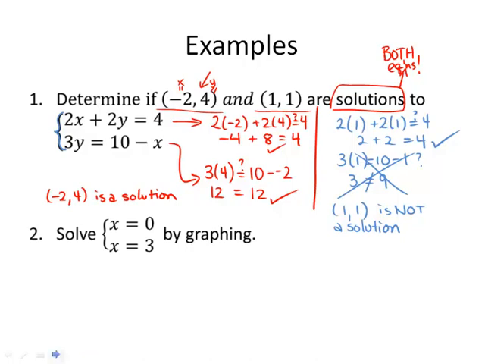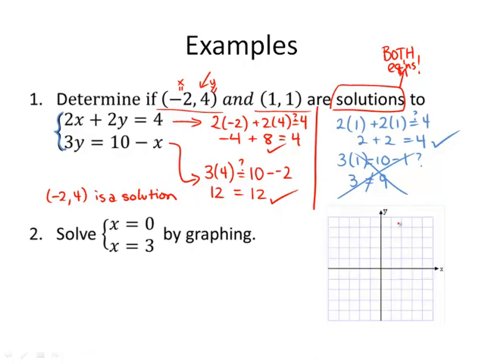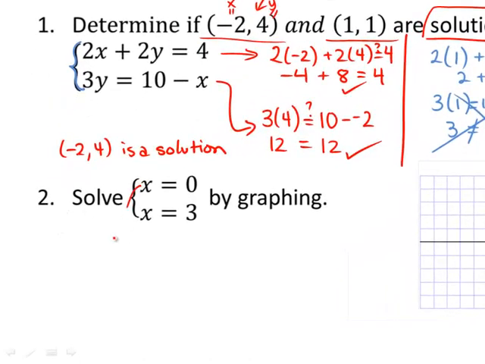Solve this next example by graphing. Let's take a look at how to graph each one. When you solve by graphing, you're basically graphing both lines and seeing where they intersect, because the intersection points are the points that are common to both equations.